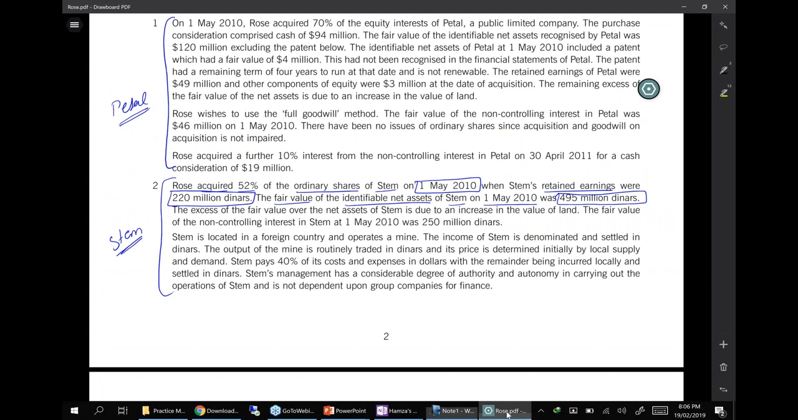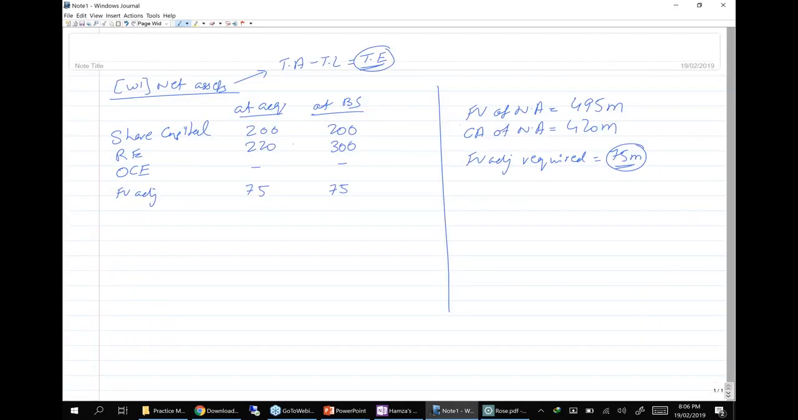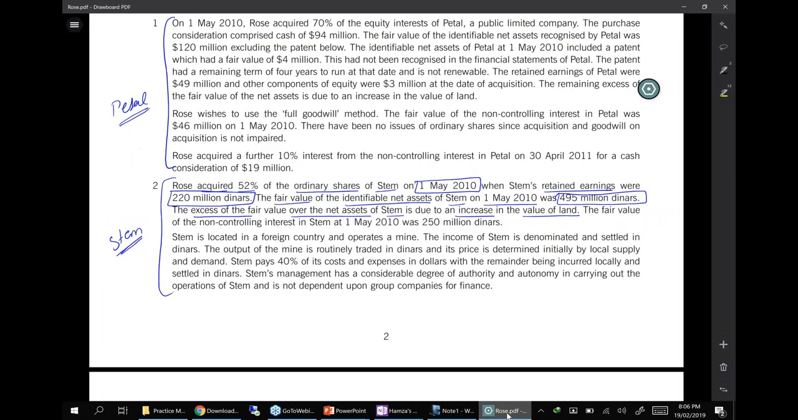And the OC is so far 0. And the further question says that the fair value of the non-controlling interest in STEM at 1st May 2010 was 250 million dinars. So the question is giving us the fair value of NCI for what? To calculate the goodwill.